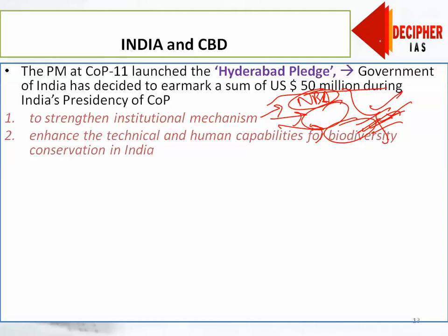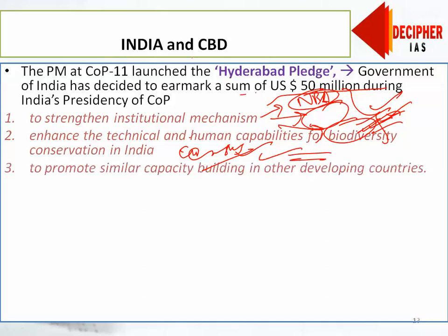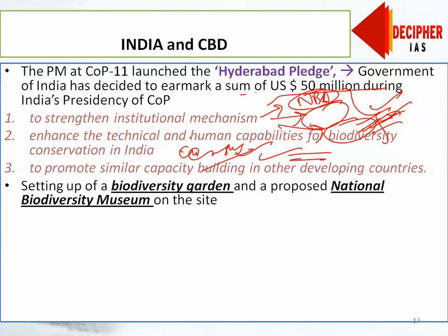Then it will be used to enhance the technical and human capabilities for biodiversity conservation. For example, instruments for doing census, for conserving various species, various technologies and all. This money should be used. Then to promote similar capacity building in other developing countries. That is, some countries have very good capacity building programs. So it should be launched in other developing countries also. And then money will be paid through this $50 million.